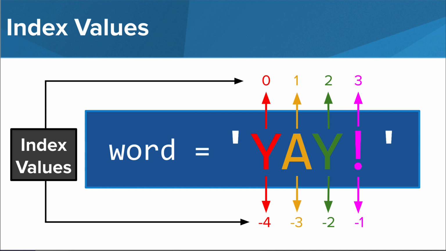Index values are assigned to each character in a string. Positive index values start with the first character at index 0, and increase by 1 as you move right towards the end of the string. Negative index values can also be used. These values start with the last character at index -1 and decrease by 1 as you move left back towards the start of the string.